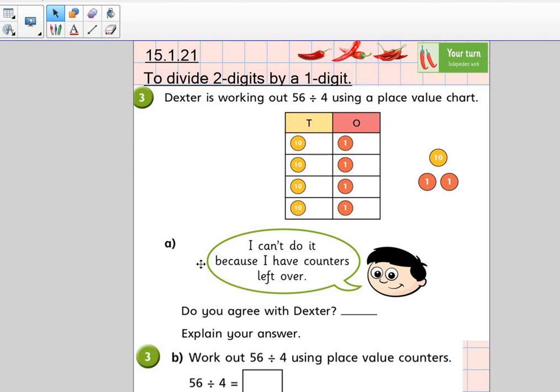Question 3 is for Chilly 1, 2 and 3. It says Dexter is working out 56 divided by 4 using a place value chart. He started to share them out, but he has these here. He says, I can't do it because I have counters left over. Do you agree with Dexter? Explain your answer. And then for part B, can you work out 56 divided by 4 using those place value counters? Pause the video and have a go, and then come back.